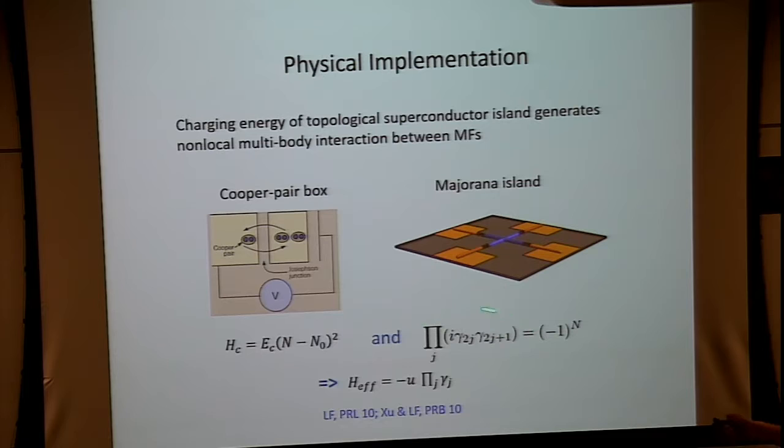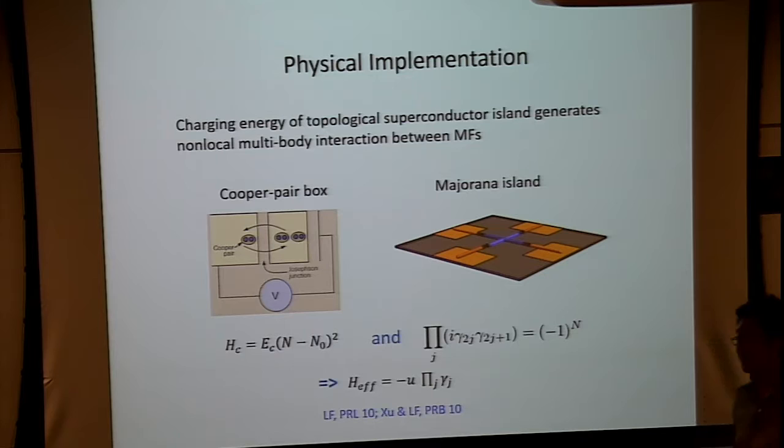This is the same as saying that if you take a closed, say, nu equals one-third Laughlin state, and you add up all the charges of the one-third Laughlin quasi-particles, it has to be an integer. They are constrained in a global way. The same happens here: if you fix the total number of electrons in the isolated topological superconductor, then the product of all the Majorana degrees of freedom is fixed.